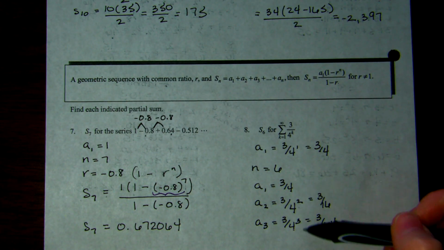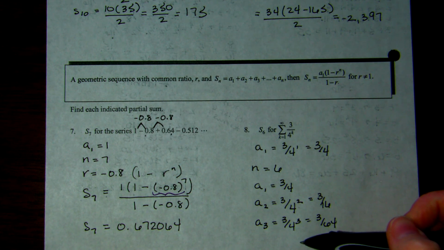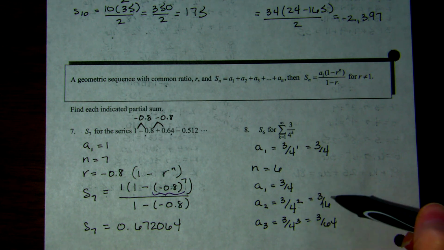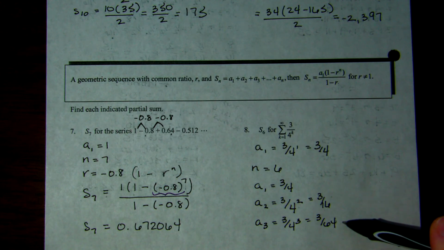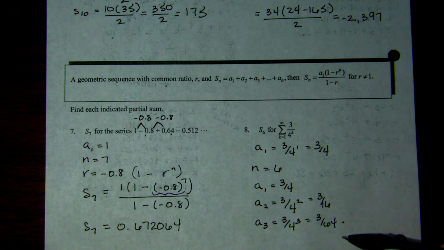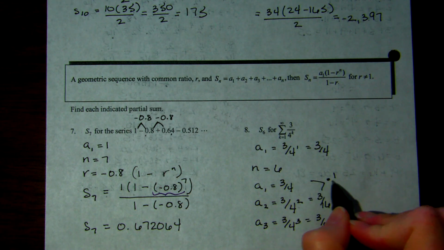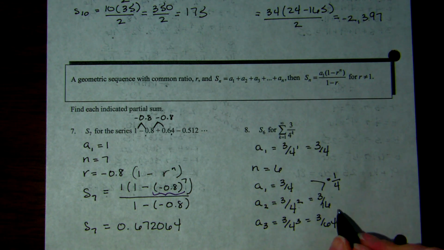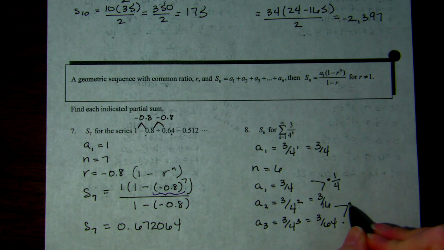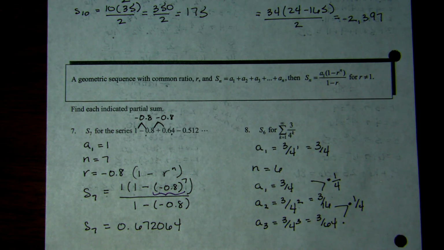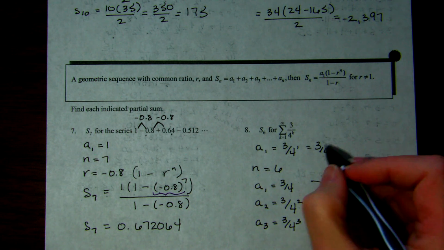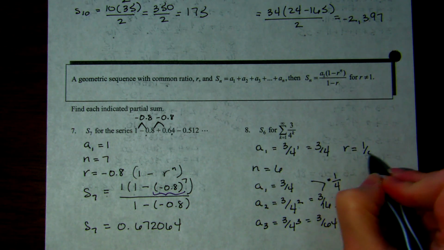What are we multiplying by every time? We went from 3/4 to 3 over 16 to 3 over 64. What's happening? I'm multiplying the denominator by 4. So I can't say multiplying by 4. We're actually multiplying by 1 over 4, because it's the denominator that's changing, right? So I'm only changing the denominator. So it's 1 over 4. And so our common ratio for this is 1/4.